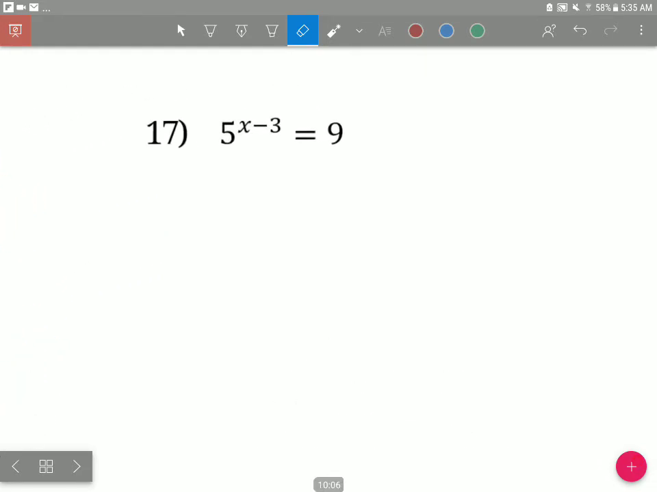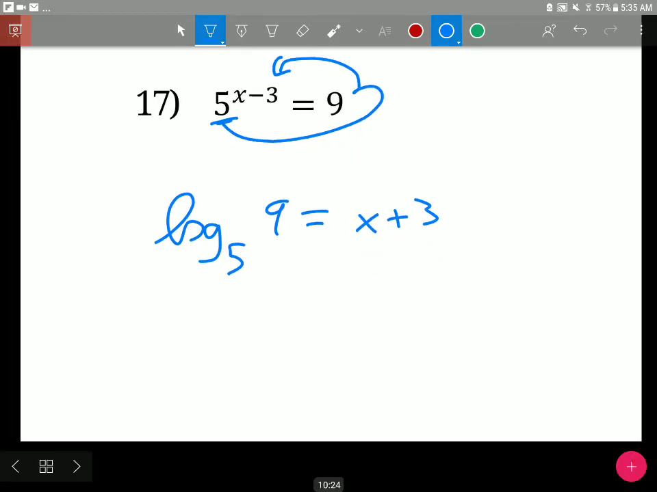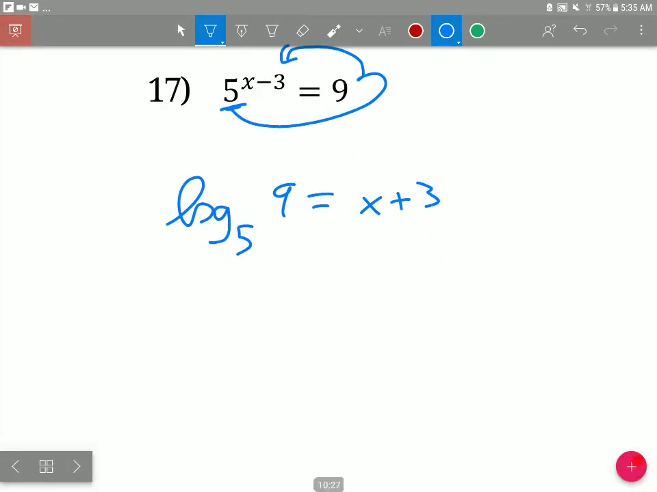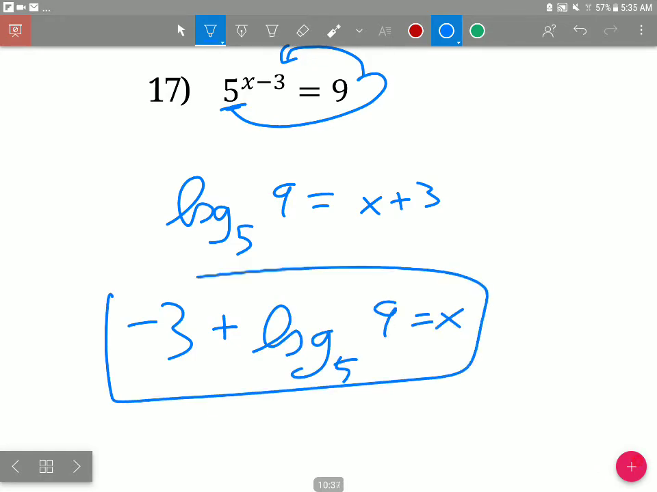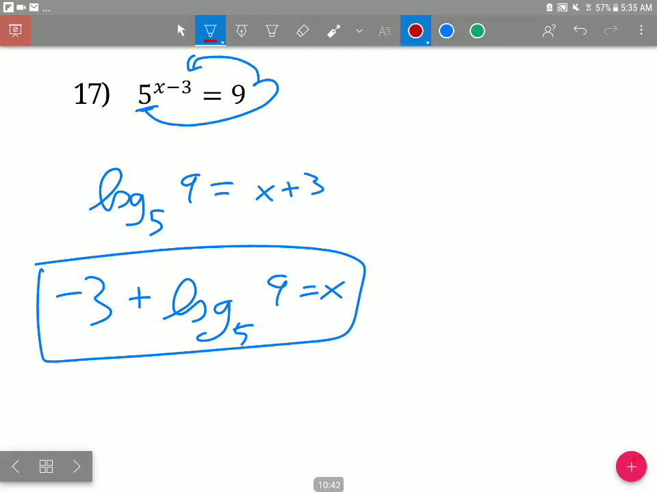Number 17. Got this base alone, so I need to popcorn it back into a log. So that's log base 5. Go across the equal sign of 9 equals your exponent, x plus 3. And then solve. The only thing you've got to do is move the 3. So it becomes negative 3 plus log base 5 of 9 equals x. And that's your answer. Now I stuck the negative 3 out front, and the reason why is you don't want to merge it with the 9.